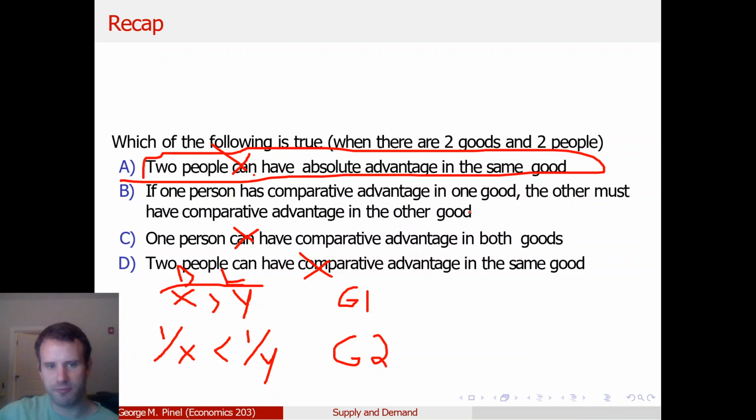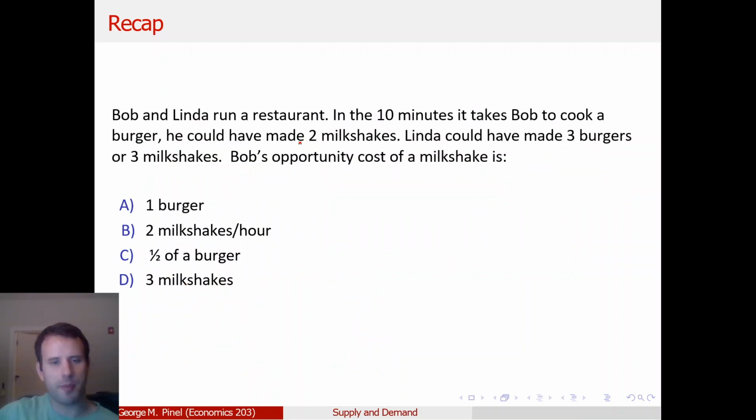Okay, Bob and Linda run a restaurant. All right. In the 10 minutes it takes Bob to cook a burger, he could have made 2 milkshakes. Linda could have made 3 burgers or 3 milkshakes. What's Bob's opportunity cost of a milkshake? So for every milkshake that he's not making, in the 10 minutes it takes Bob to cook a burger. Okay, this is extraneous information right here. It even threw me off for a second. Okay, I did that to throw you off, and it threw me off too.